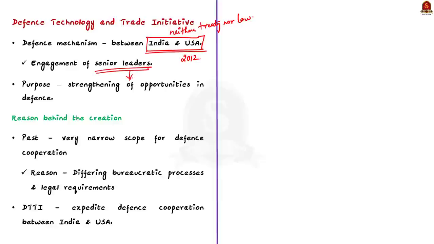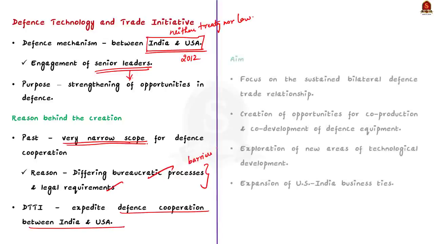See, before the creation of DTTI, the scope for cooperation in defense technology between India and the USA was very narrow. This was due to the presence of differing bureaucratic processes and legal requirements. So, DTTI was created to expedite the cooperation of defense technology between India and the US. So, in simple words, DTTI was created to overcome the barrier of different bureaucratic processes and legal requirements. Now, moving on to the aim of this initiative.